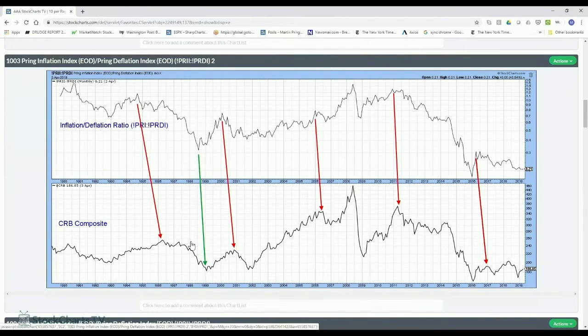So you can see that in all these situations, these arrows are kind of pointing to the right. The sharper the angle they're pointing to, or the blunter the angle they're pointing to the right, obviously the longer the lead time. You see all the way through, you can get some idea. If you can figure out that the inflation-deflation ratio has peaked or troughed, then the chances are that the CRB composite is going to follow suit sooner or later. So how do you know when the inflation-deflation ratio has peaked or troughed?